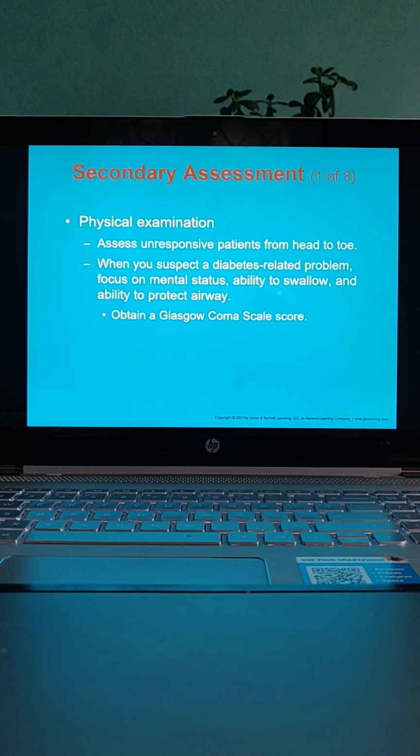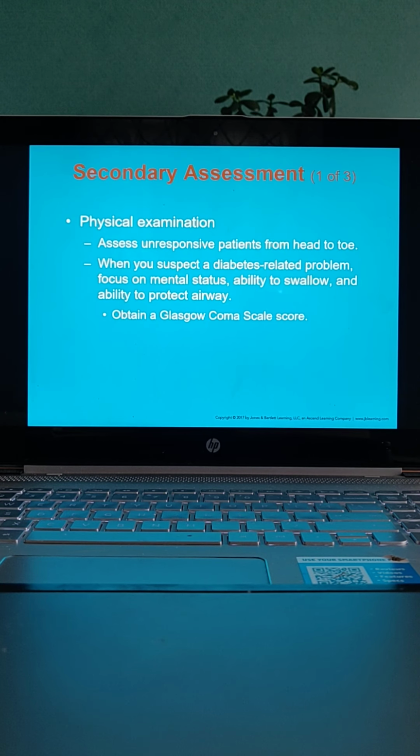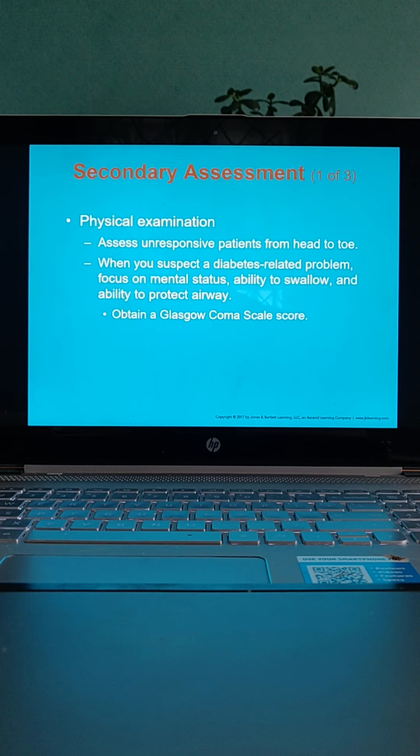The secondary exam is when you concentrate on the affected body part or body system. Okay? Assess the unresponsive patient from head to toe. When you suspect a diabetes-related problem, focus on mental status, ability to swallow, whether they have a gag reflex or not, and ability to protect the airway. If they can't protect the airway, it's not patent, then you need to secure that airway. If they can swallow, great. Then maybe the gag reflex will be strong enough where we can get some oral glucose into their body.